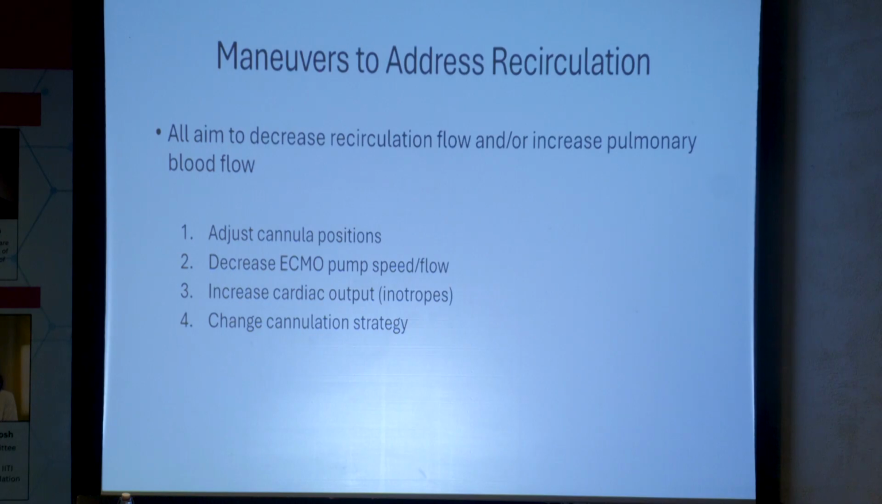Correct. So general maneuvers, I mentioned adjusting the positions. I mentioned decreasing the ECMO flow. You can also try to promote native flow by using inotropes to help the cardiac output, and you may have to consider a different cannulation strategy from what you have. The obvious downside of decreasing the ECMO pump speed and flow is that you're decreasing the oxygen delivery from the ECMO circuit, so it has to be a balance. It may help with recirculation, but it may limit your global oxygen delivery as well.